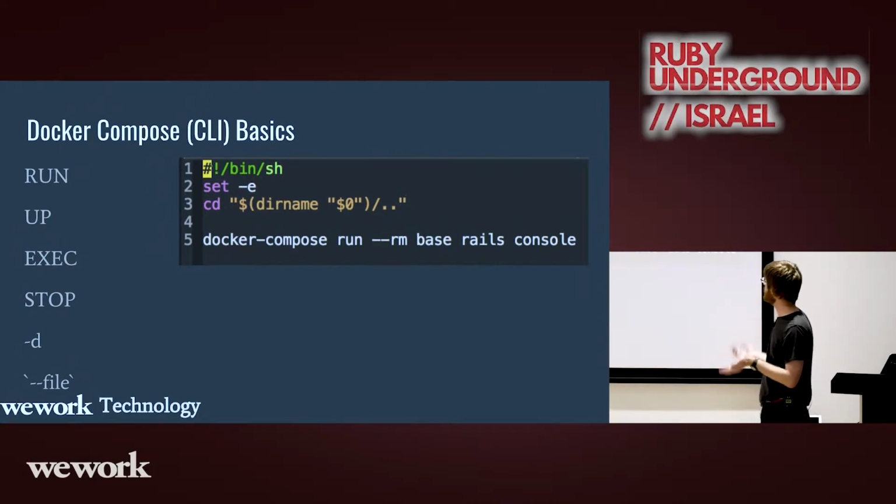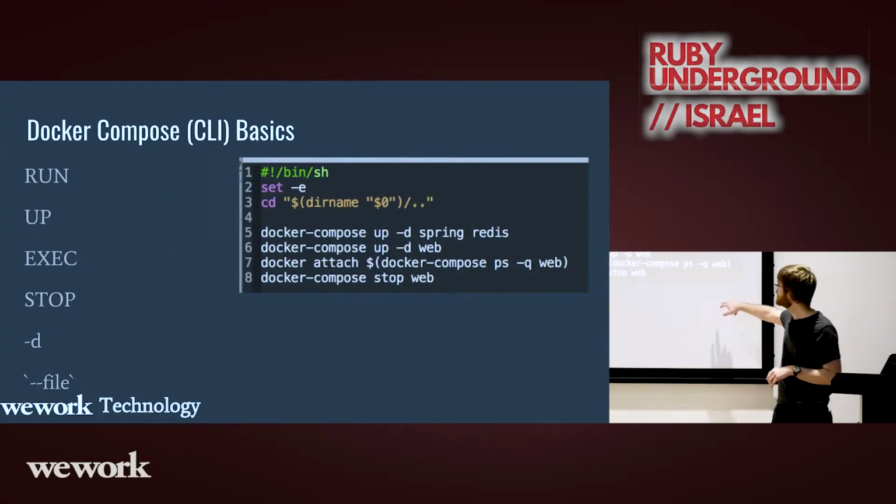Run is exactly what it sounds like. It just runs a specific command and it runs a one-off container. So this, for example, is how you could run a Rails console on the command line using Docker Compose. Oh yeah, so up does what it sounds like. It launches an instance of that.